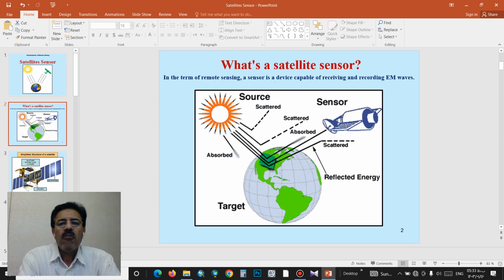But what's a satellite sensor? In remote sensing, a sensor is a device capable of receiving and recording electromagnetic waves.